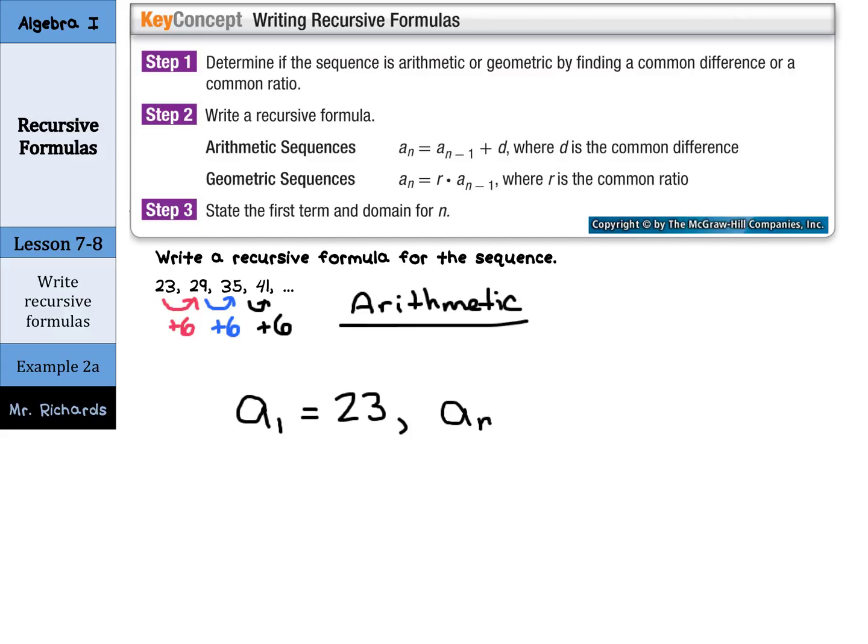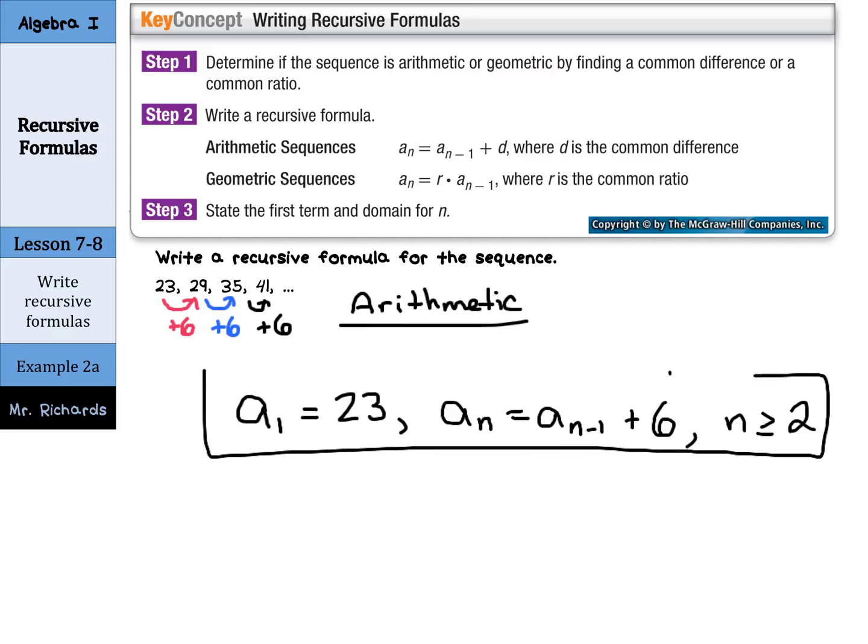An, so any term, is going to equal an minus 1, the previous term, plus 6, our common difference. And then we're going to write n is greater than or equal to 2. And this is our recursive formula for the sequence 23, 29, 35, 41.